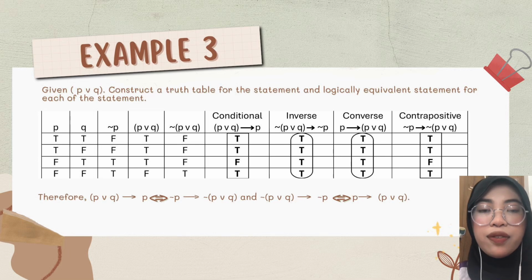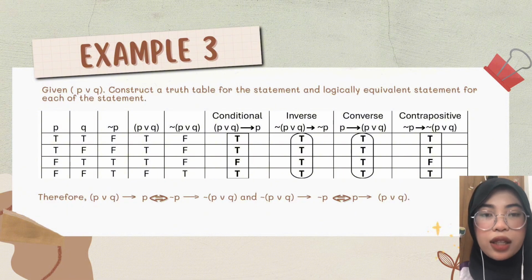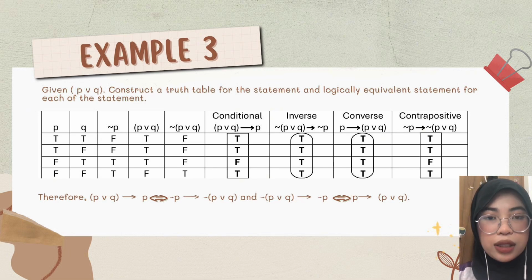From the truth table values, we can see that the conditional and the contrapositive are logically equivalent with each other because each column has the same value. The next one is the inverse and converse, which are logically equivalent with each other because they have the same truth value. Therefore, the conditional is logically equivalent to the contrapositive and the inverse is logically equivalent to the converse.